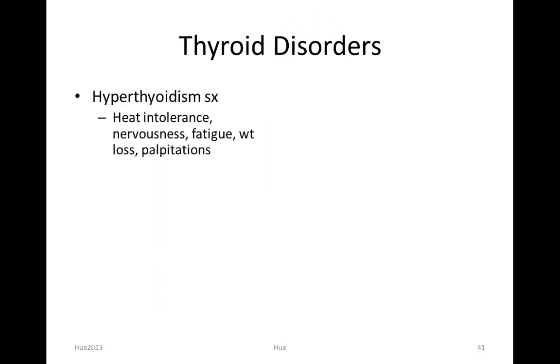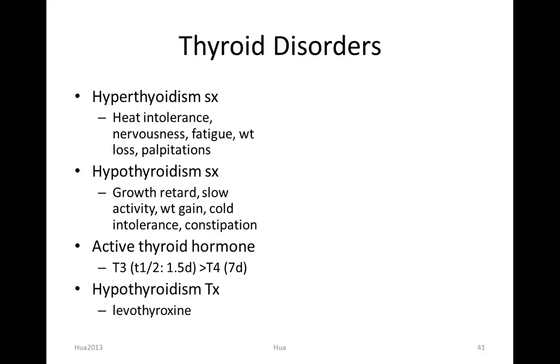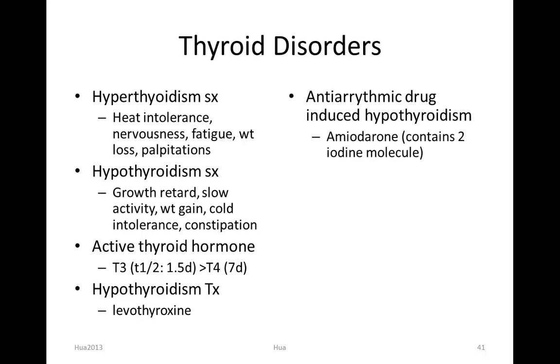Thyroid disorder, hyperthyroidism, so symptoms: heat intolerance, nervousness, fatigue, weight loss. In this case, it is similar to too much sympathetic stimulation. Hypothyroidism: growth retardation, slow activity, weight gain, cold intolerance, constipation. Active thyroid hormone is T3. T3 is more active than T4. Hypothyroidism treatment, you use levothyroxine to supplement. Antiarrhythmic drug that induces hypothyroidism: amiodarone, because as I said, amiodarone has iodine in it as well.